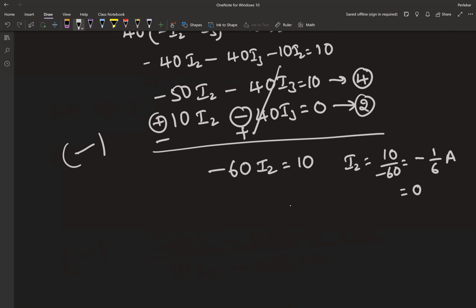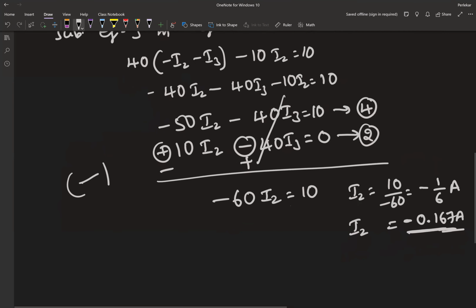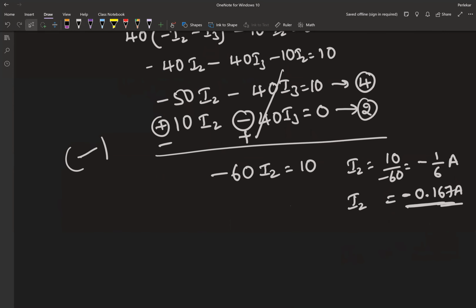Okay, what is that value? 0.166, 0.167 ampere, approximately. Negative. Okay, I forgot to put the negative there. That's a negative ampere. So what does it indicate? Since I end up with I2 value negative, that indicates that in reality, the current is going into that branch. Okay, it's not going out of that branch.